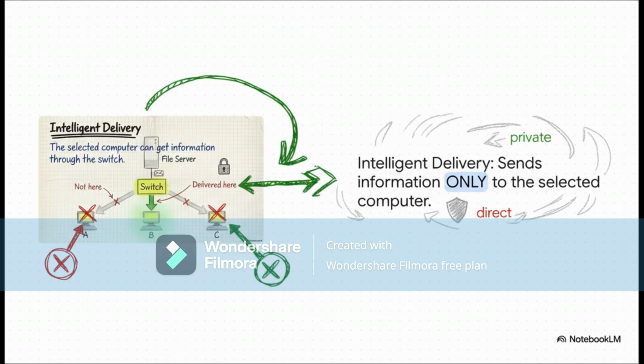And this is the absolute key. This is what makes a switch so smart. It's all about intelligent delivery. So when the server sends out a piece of info for, let's say, computer B, the switch doesn't just blast it out to everyone. No way. It actually reads the destination address on that data and sends it only to computer B. As you can see, computer A and computer C, they don't get the message. It's a private, direct delivery.